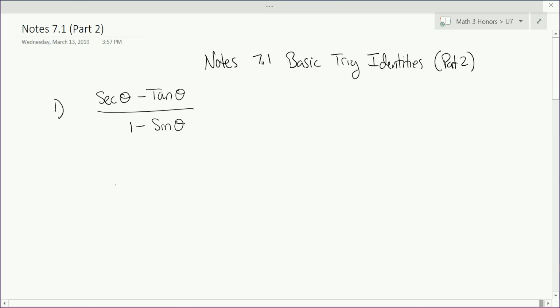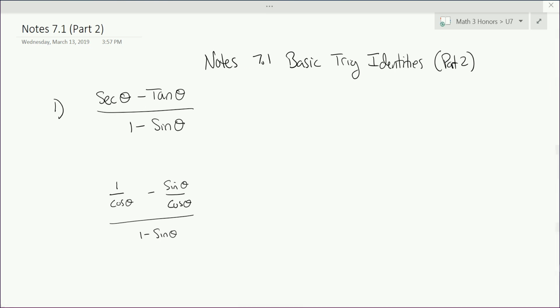So secant is 1 over what? Cosine. Tangent is sine over cosine. And we still have the 1 minus sine theta. Okay? Michael?